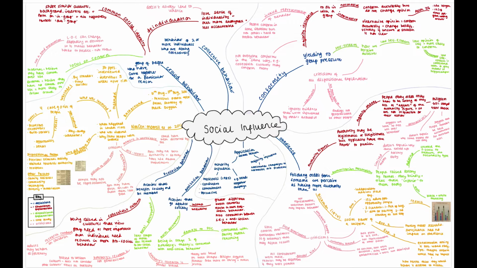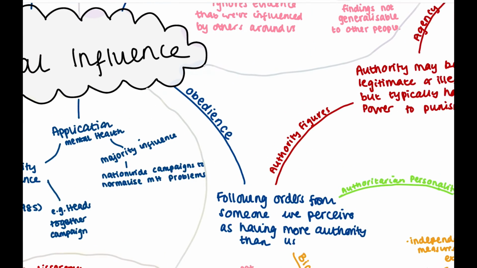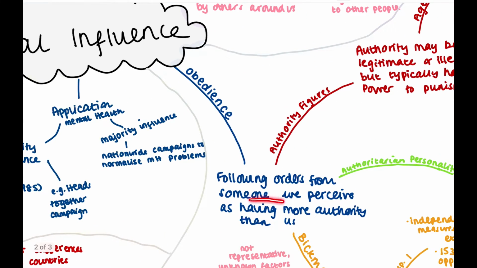We are now going to move on to look at obedience. The definition of obedience is following orders from someone we perceive as having more authority than us. That could be a parent, a teacher, an adult, a policeman, anyone who we think has more power than us. Now, there is, of course, a situational factor to explain obedience and also a dispositional one. We'll start off with the situational factor.